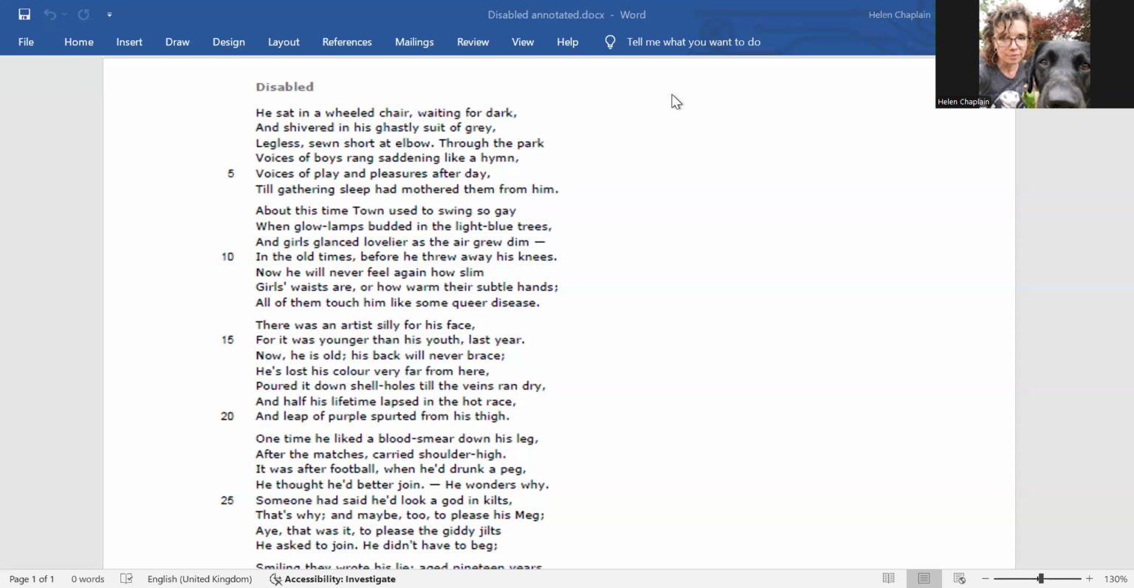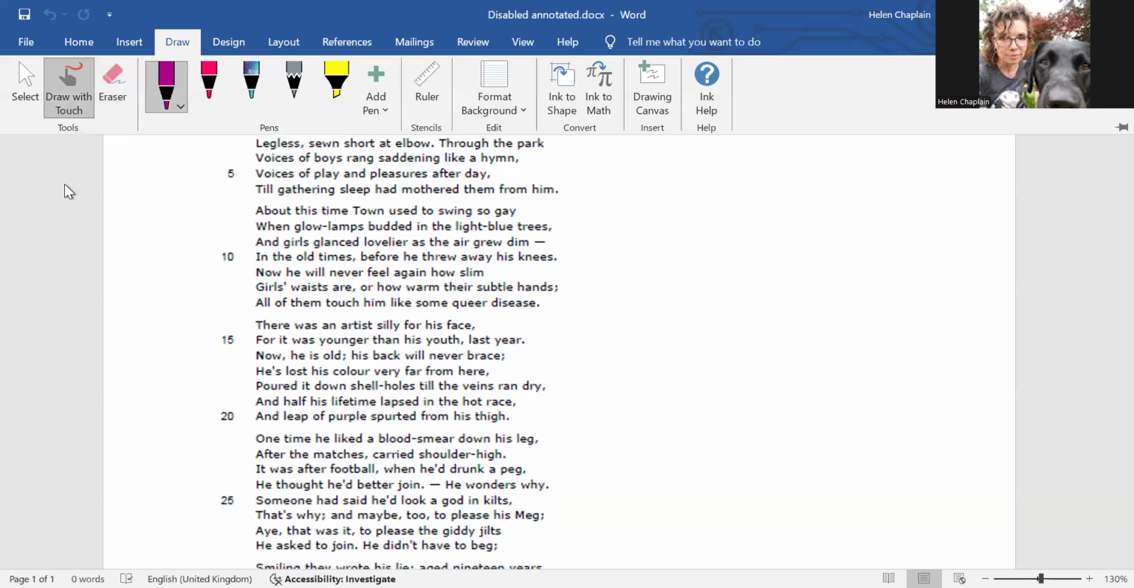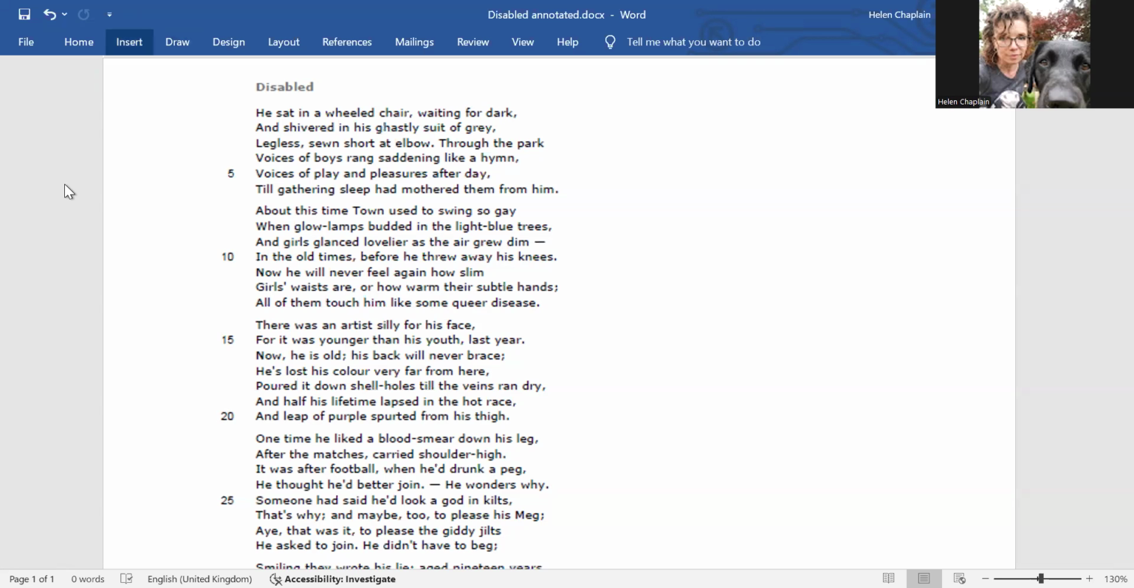This is looking at the poem Disabled by Wilfred Owen. And there are two reasons why you might be looking at this poem if you're doing the Edexcel IGCSE. One might be for coursework, one might be for the exam.